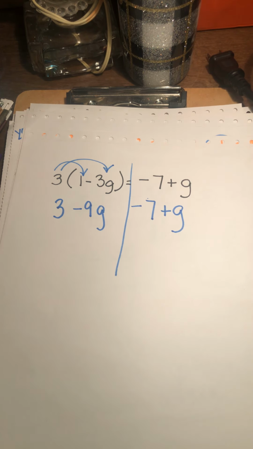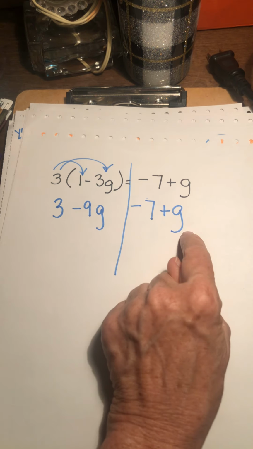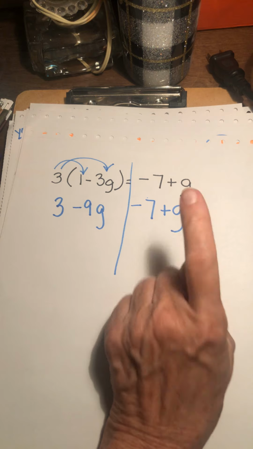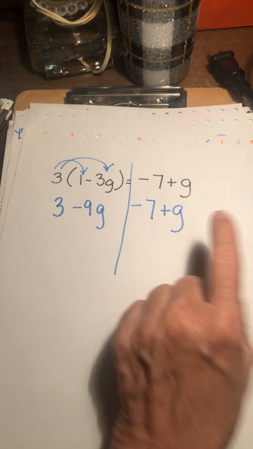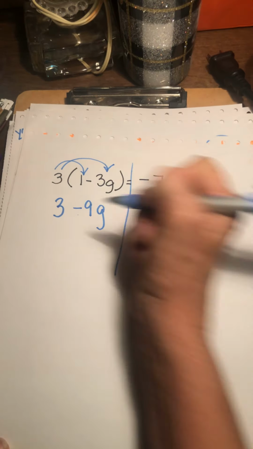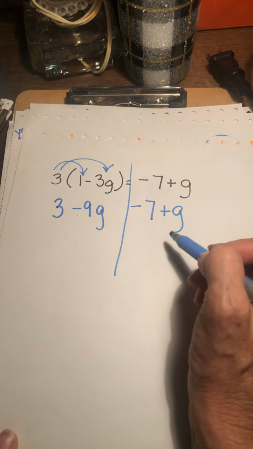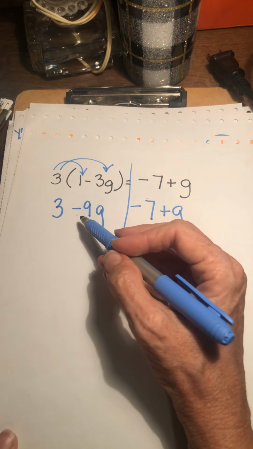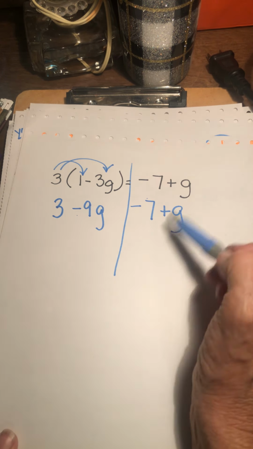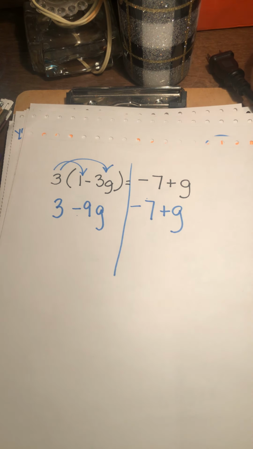All right, totally up to you. If you bring the 9G over here, the G's will be positive. More people are kind of used to the routine of bringing the G over here. Either way. And it doesn't matter which one I do first. I can bring the G over and then bring the 3, or I could bring the 3 over first. Let's do that just to be different.